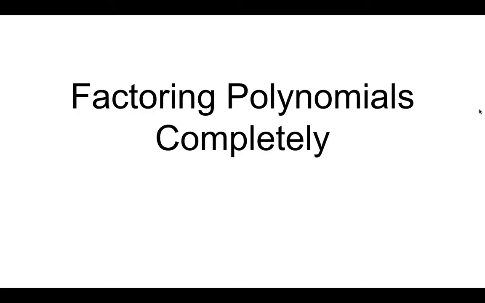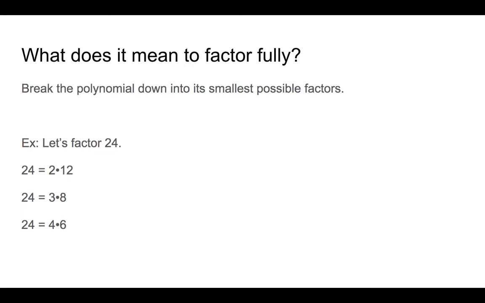All right, we're going to take a look at factoring polynomials completely. So what does it mean to fully factor something? Well, in polynomials, it means we want to break it down into its smallest possible factors. Let's take a look at numbers, though, just to see how that all works. Let's say I ask you to factor 24.